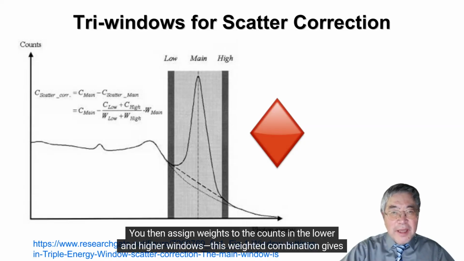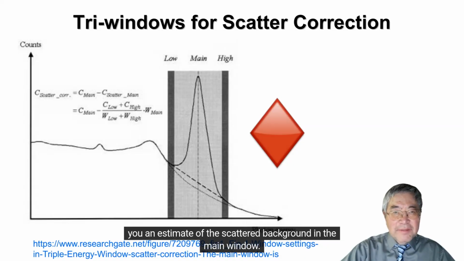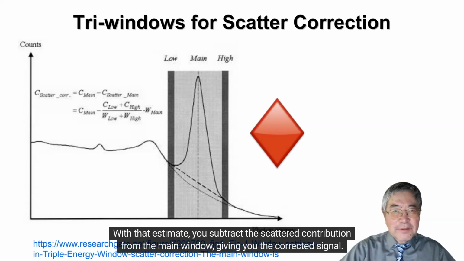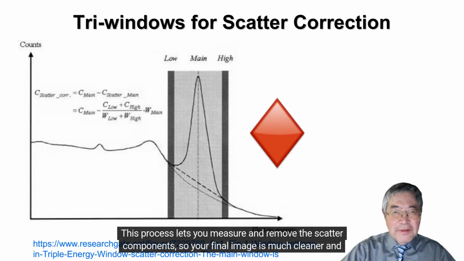You then assign weights to the counts in the lower and higher windows. This weighted combination gives you an estimate of the scattered background in the main window. With that estimate, you subtract the scattered contribution from the main window, giving you the corrected signal. This process lets you measure and remove the scatter components, so your final image is much cleaner and more accurate.